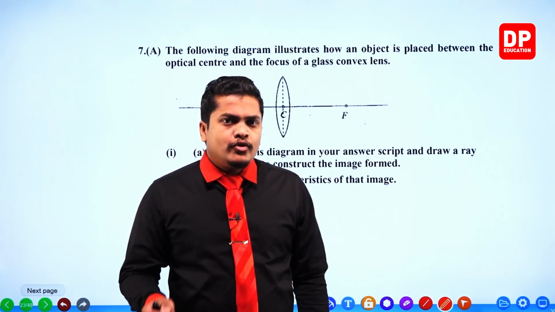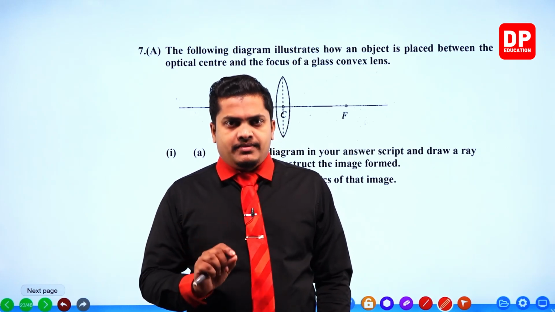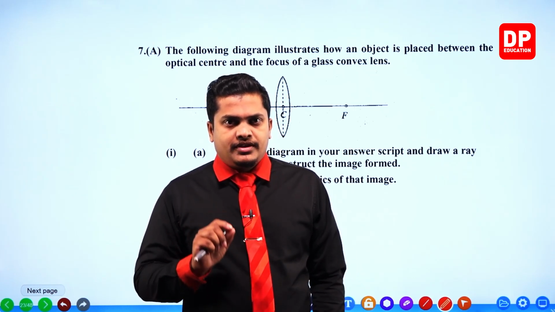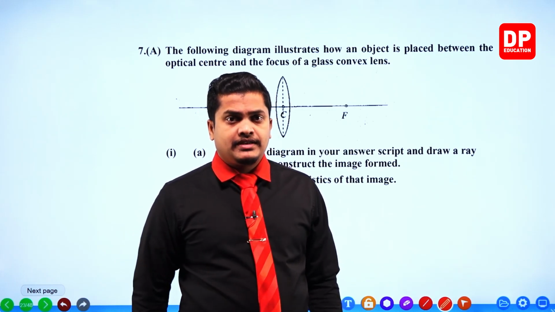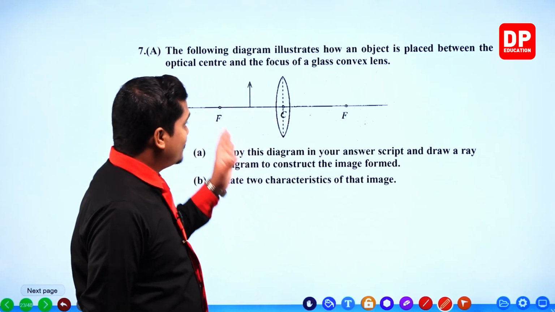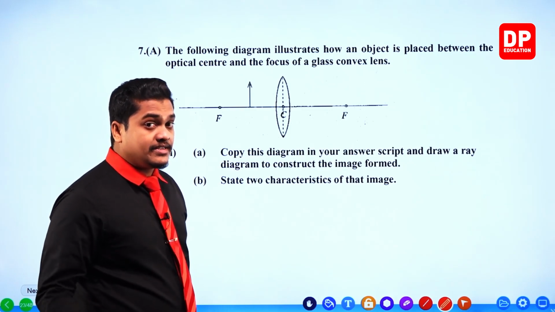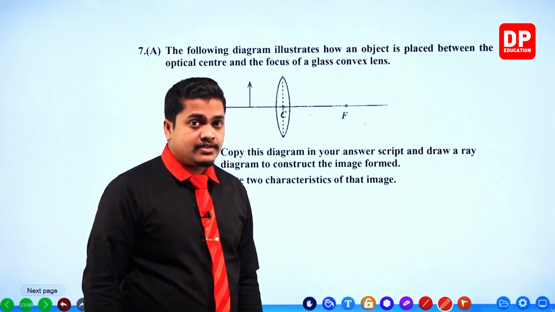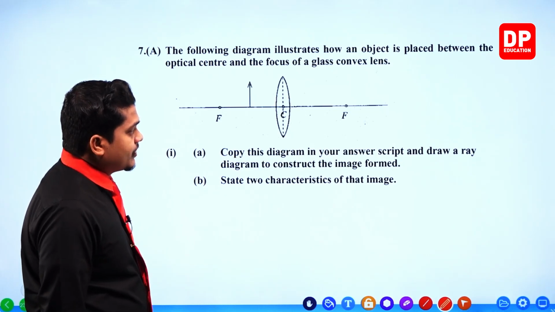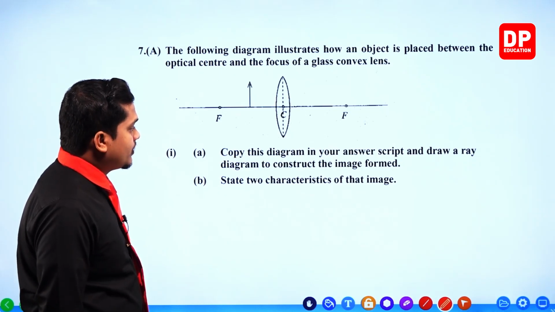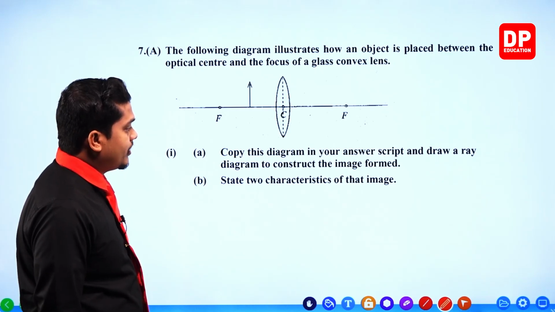In order to obtain that kind of a larger image, we need to place the object in between the focal point and the optical center. Now it's been placed like this. So let's see what questions are being asked over here. Copy this diagram into your answer script. Draw a ray diagram to construct the image formed.